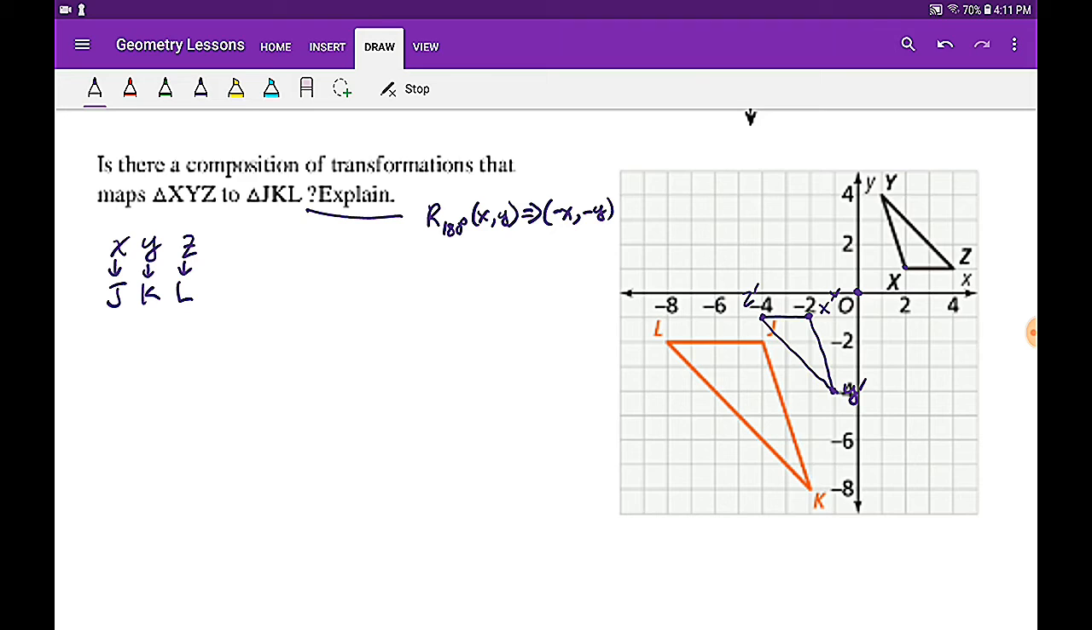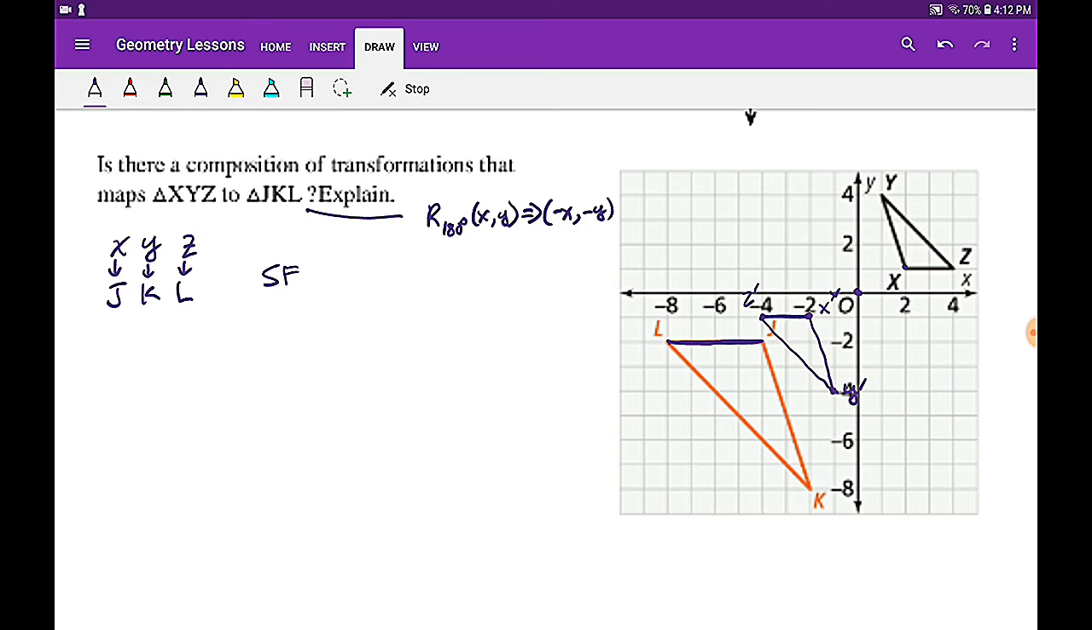All right, so now let's do our dilation. The main problem here is, what will be our scale factor? If we dilate from the origin, the scale factor would be what? Well, let's compare. I'm picking this side and this side because they're easy to count. Don't make it hard on yourself. It's going to be X prime Z prime, or Z prime X prime.